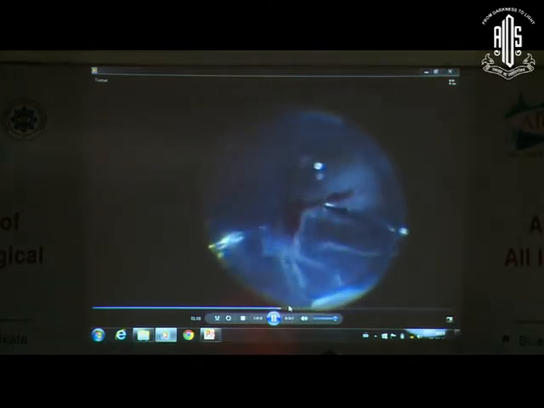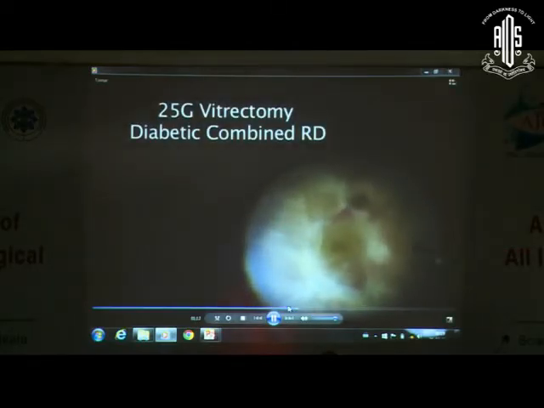Here we are removing the tissue bimanually. And once that is done, now you can see that it's removed there, and then you do the endodrainage and complete the case with a fluid air exchange and laser around the break.